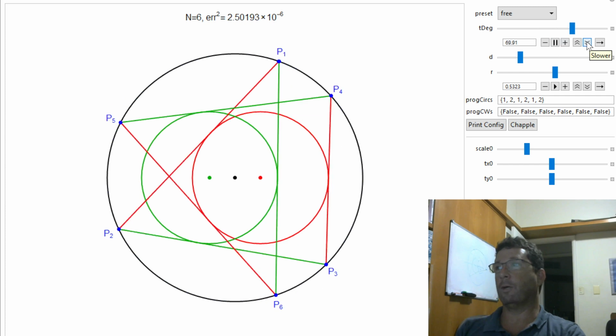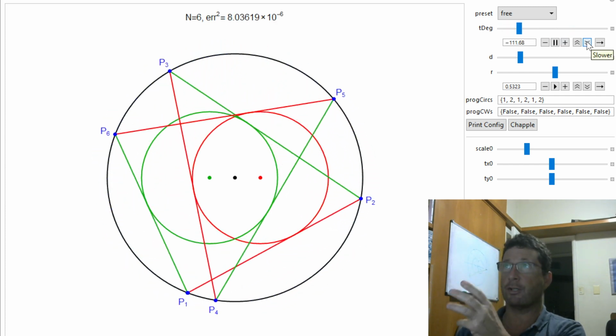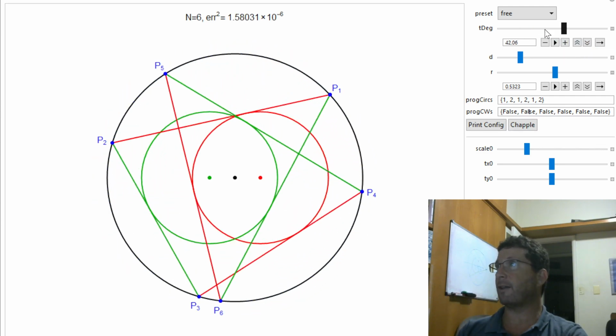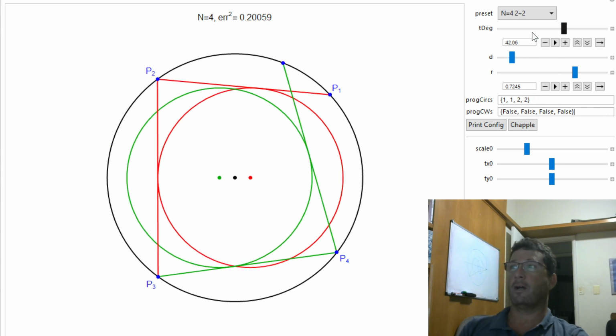And you may say, okay, who cares? Why do I care about something that is not a porism? It's just an approximate porism. Now, the reason this is curious is because there's other choices. For example, let's take another n equals 4 choice, which I've done manually here.